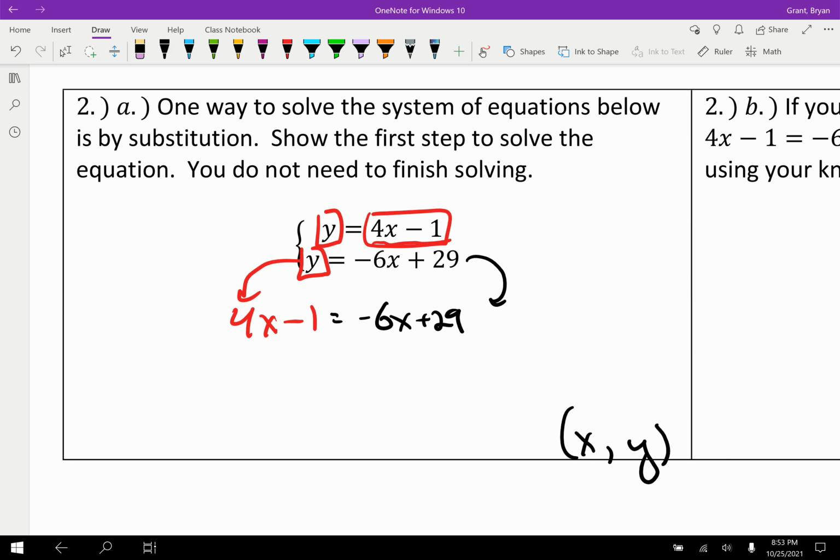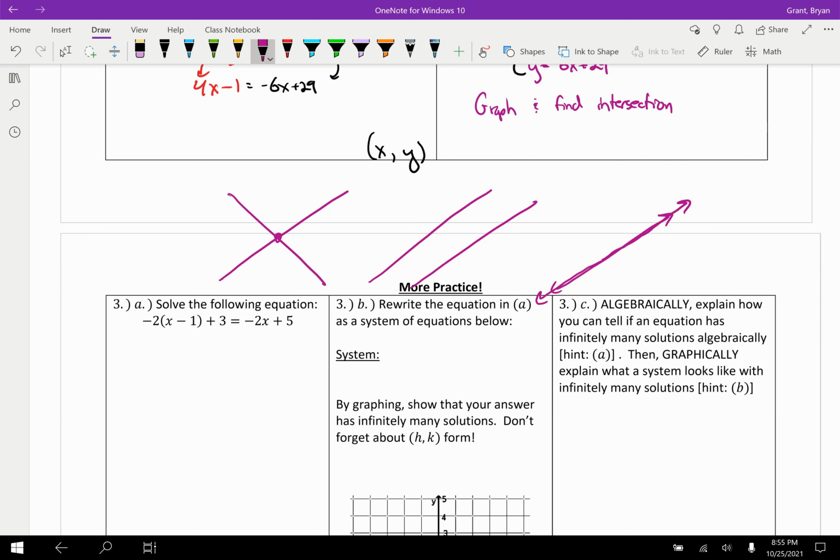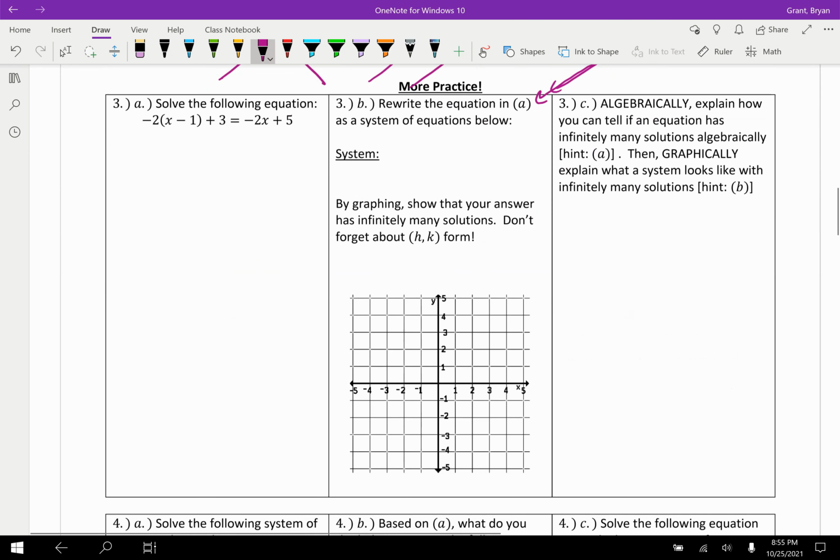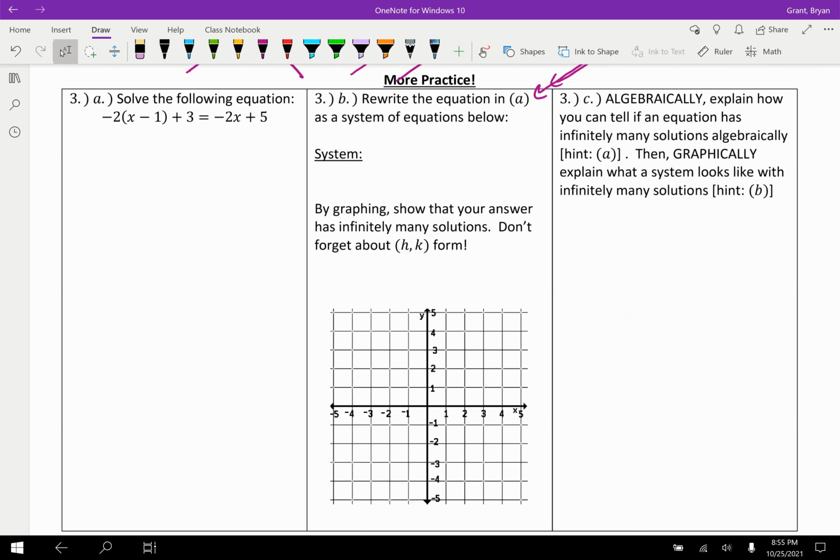But we didn't talk as much. We did a little bit in the very first unit, but we didn't talk as much about what that looks like with an equation. So let's go ahead and try A, B, and C here. A wants you to solve this equation. B wants you to rewrite this equation as a system. Right? We have one equation and another, and then graph it. And then C wants you to explain the results of A and B. So go ahead and try both of those, and then once you're done, unpause, and you can see what my conclusions are as well.